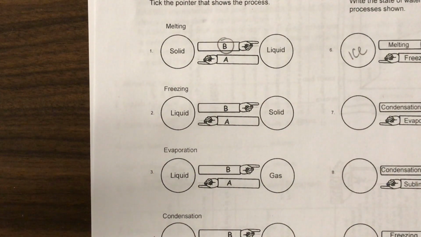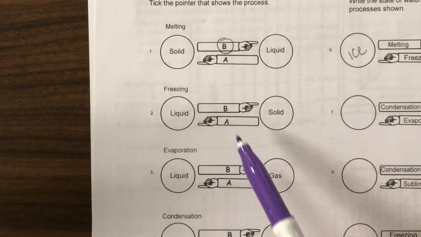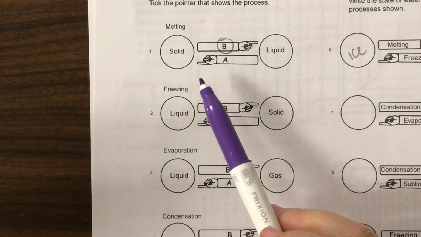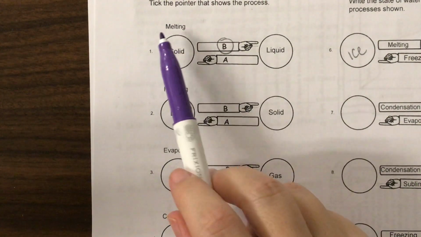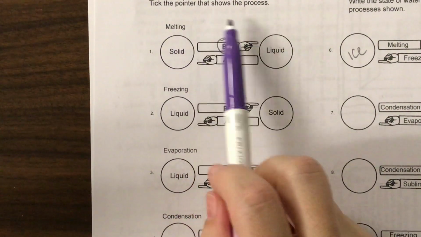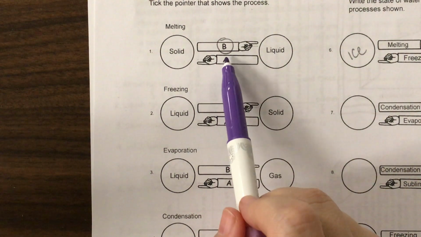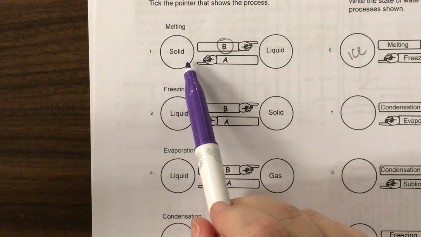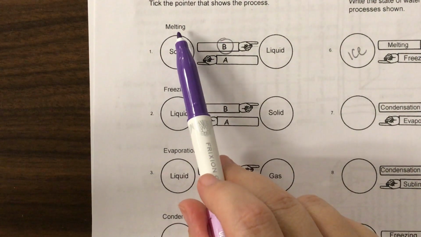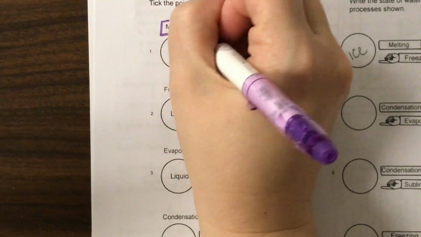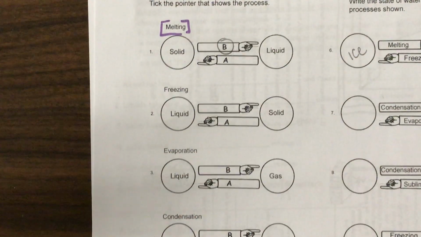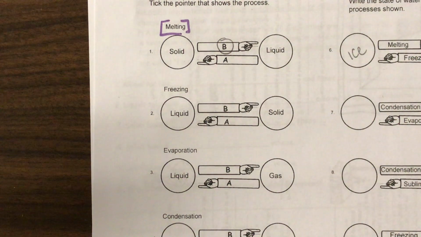It's not, but it looks kind of crazy. The little faces. So if you look at number 1, I did number 1 for you. It says to tick or circle the pointer that shows the process. So from a solid to a liquid, like I go from a solid to a liquid for melting. So the description word is above it, and you're deciding which of those processes, which arrow goes with that process.